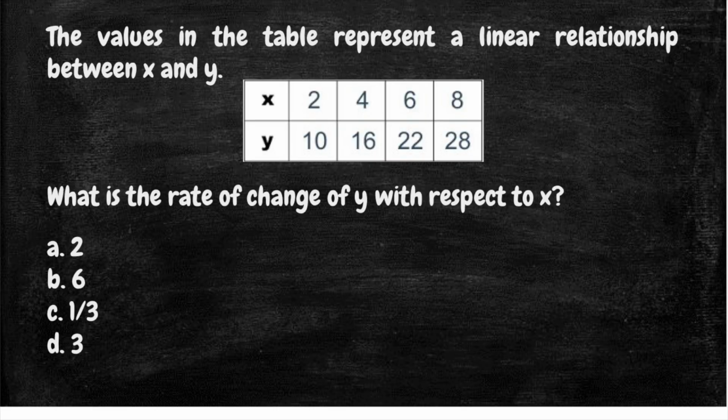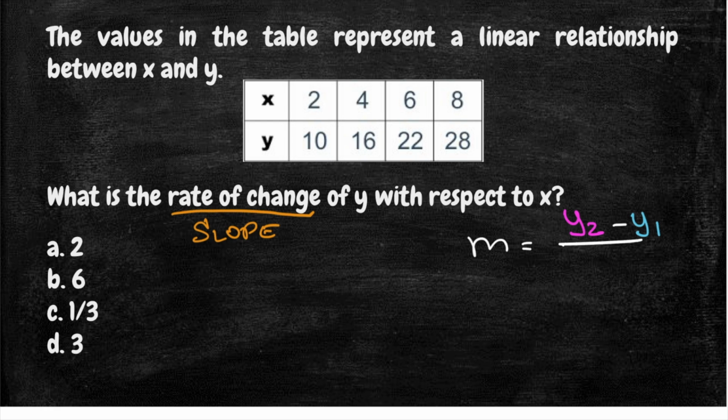So the first thing that we need to remember is that rate of change is the same as slope. And if I want to find the slope, I find the slope with the formula m equals y2 minus y1 over x2 minus x1. So who's going to be my points? Who's going to be my x1, my y1?